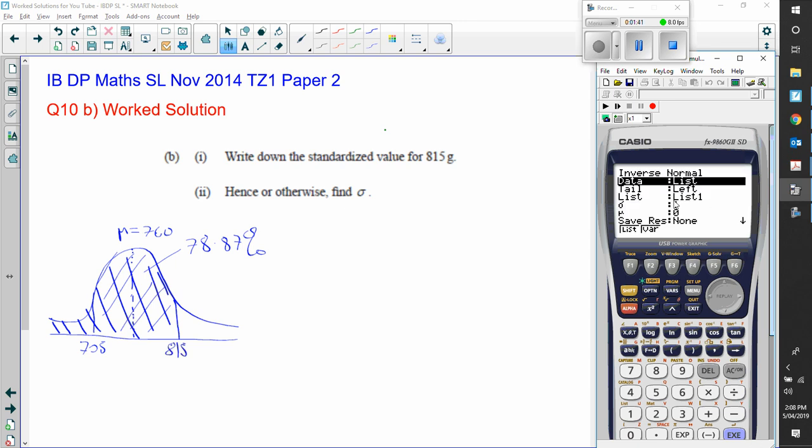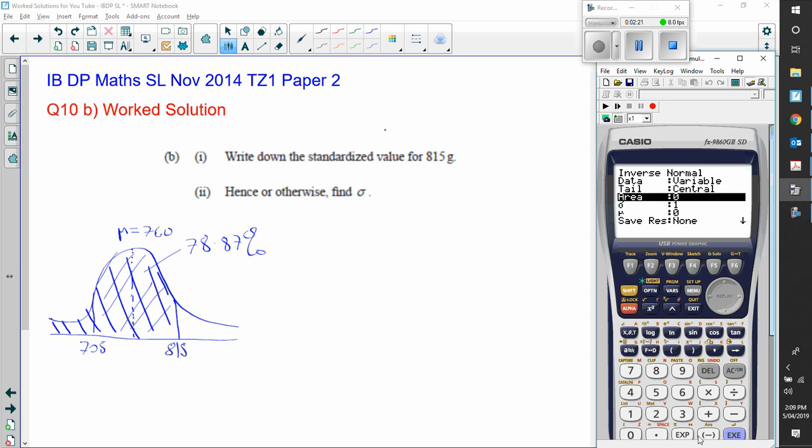As far as our data is concerned, we could do this 2 ways. We could include the area from 815 all the way to the lower end, but we also know the area just between these 2 points. So let's just use that. We know the area is 78.87 between 705 and 815, so we're not having a tail here. We're looking at the centre, or central.